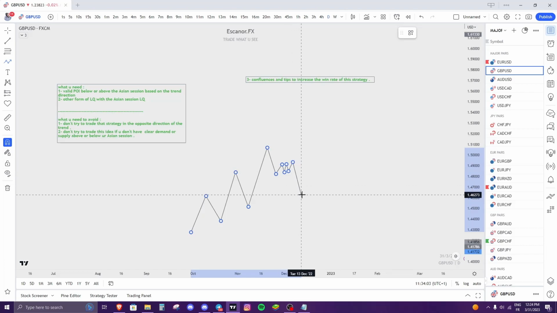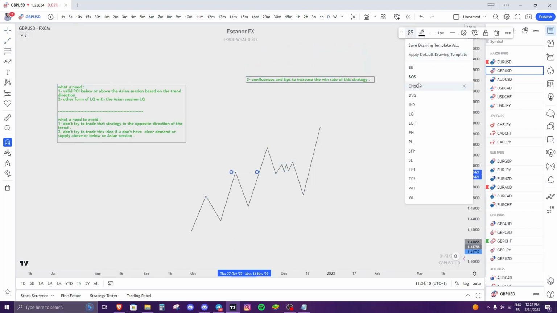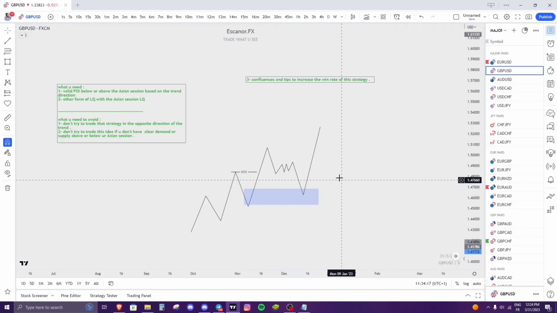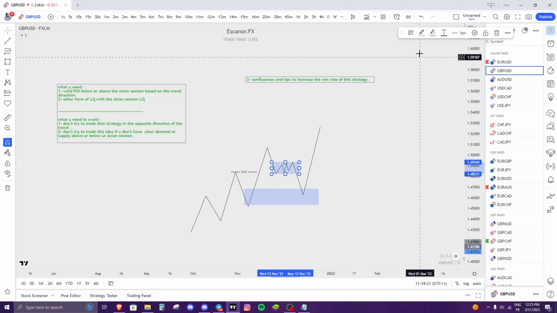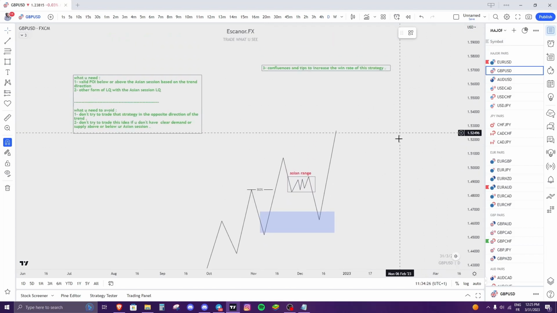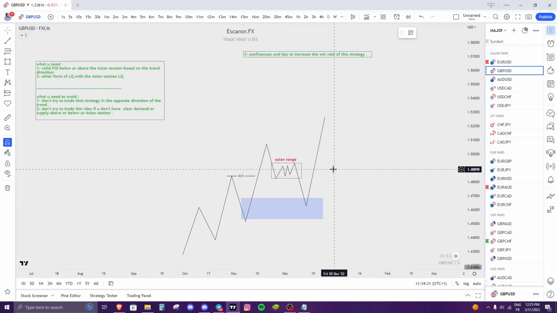For example, let me explain that. We have here a break of structure, and after that break we have a valid demand created here, and above this demand we have an Asian session formed. So this will add more confidence or confluence to our entry here, after this liquidity below is taken out.